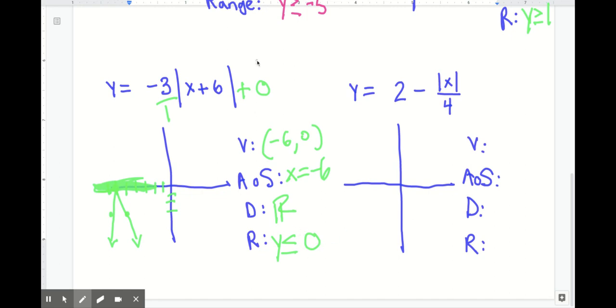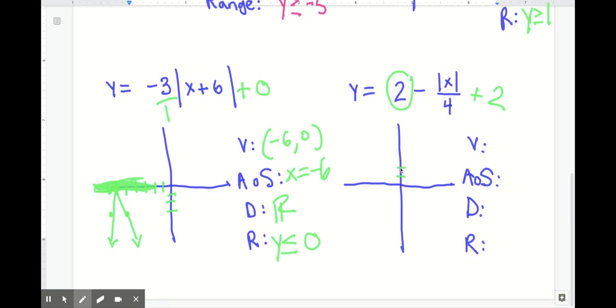The last graph I have right here is a little more complicated, and it's kind of crazy looking. This 2 is not a slope, it's just a 2 sitting here. This is the same thing as having a +2. So that is actually my up and down number right here if you just have a 2 hanging out. I don't have a number on the inside with x. It just says absolute value of x. So I do not go left and right. I only go up 2.